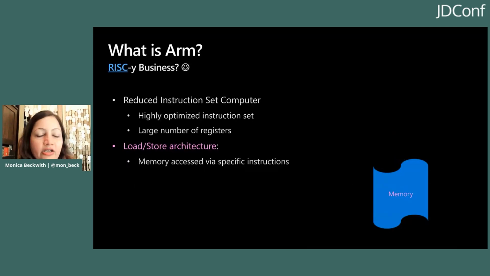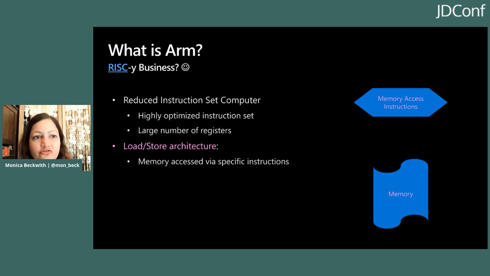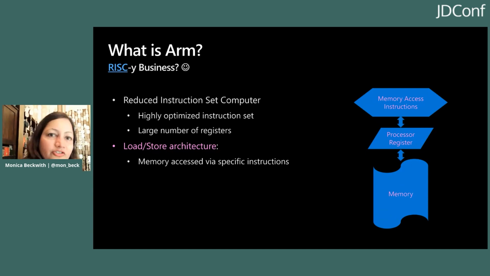And what ARM does is follow a load store architecture. So basically, your memory is accessed, remember, via this highly optimized instruction. These are called memory access instructions. And the way that works is that the data must first be loaded into the registers, and then you can do some manipulation, and then you can store it into a memory location as such.